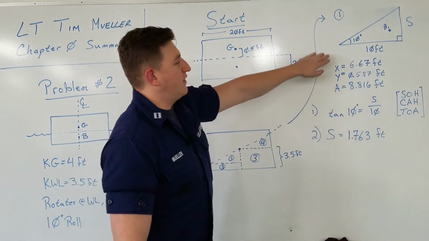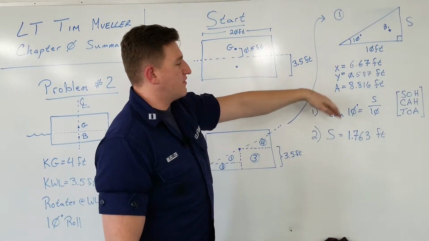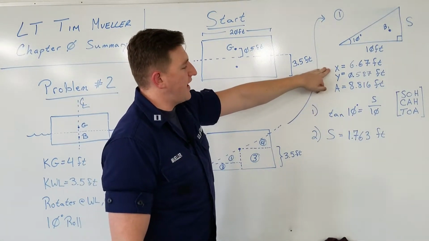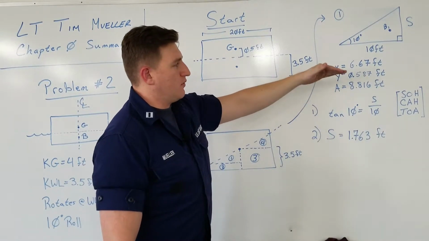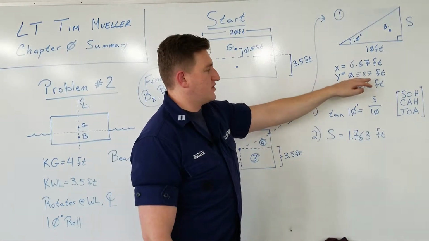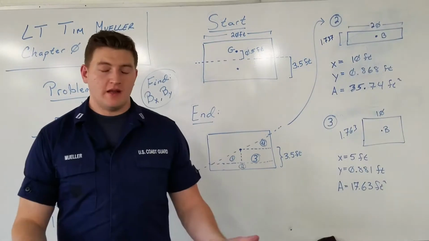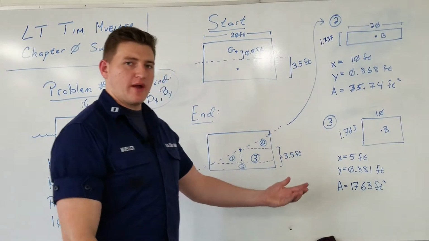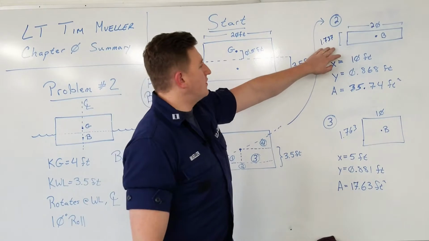So we have to take the area of the triangle, which is 1/2 of the base times height, and we're going to get 8.816 feet. So we have x equals 6.67, y equals 1/3 up of 1.763, which is 0.587, and the area is 8.816. Now we got the 2 triangles out of the way, all we have left are the 2 rectangles, and we know those are pretty easy to solve. So let's take a look at number 2.